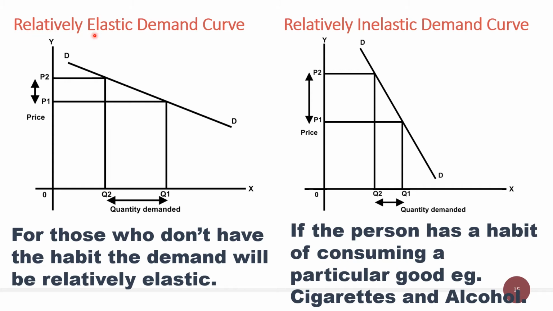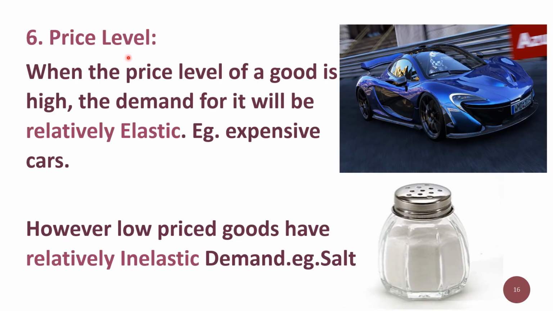The next factor affecting elasticity of demand is price level. When the price level of a good is high, the demand for it will be relatively elastic. For example, all expensive goods like an expensive car. However, low-priced goods have relatively inelastic demand. For example, salt.